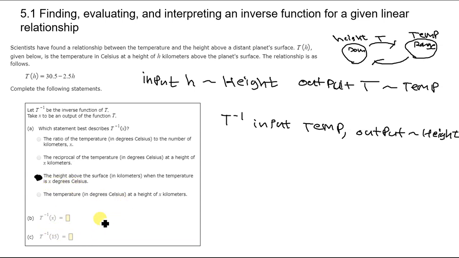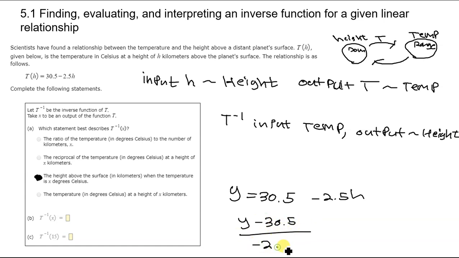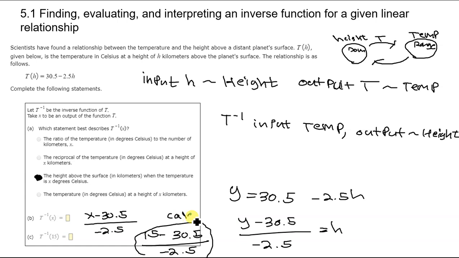Now let's actually write down what is our inverse function. Here we have this nice straight line. And so our inverse function will be determined by solving for y given y is equal to 30.5 minus 2.5h. So we'll first subtract by 30.5, then we'll divide by minus 2.5. That will be equal to h. And so our inverse function is equivalent to x minus 30.5 divided by minus 2.5. And so for the second part, we just need to do a calculation given this inverse function. We just take this expression and plug in 15 minus 30.5 divided by minus 2.5. And so I'll let you do that calculation.